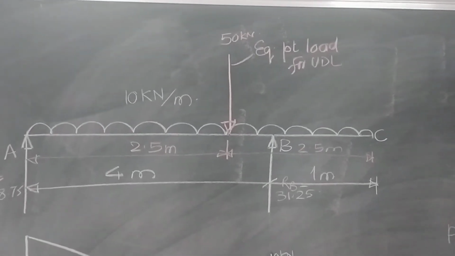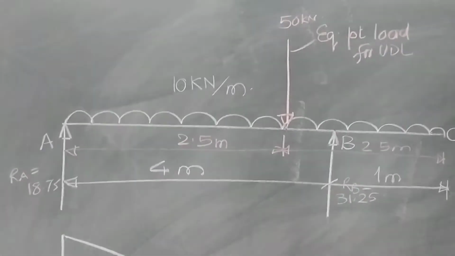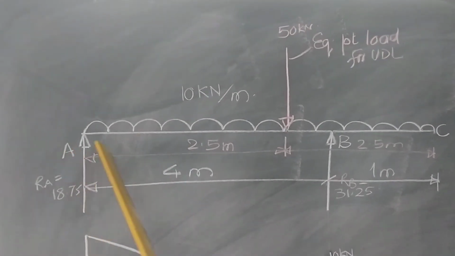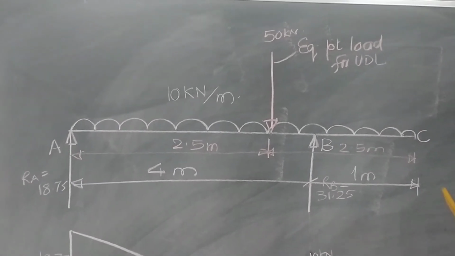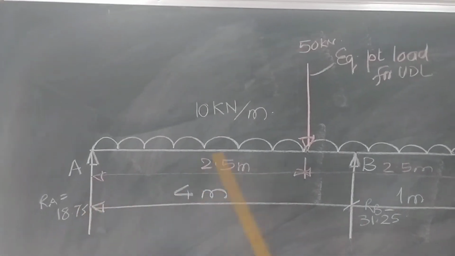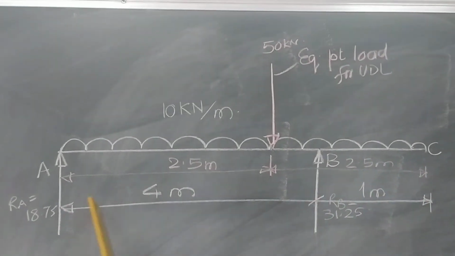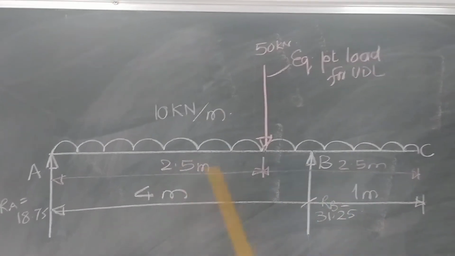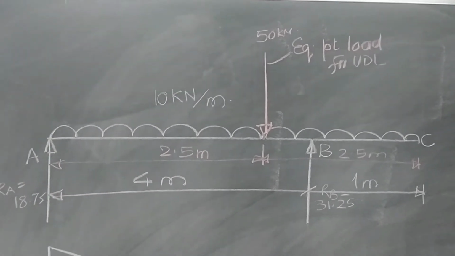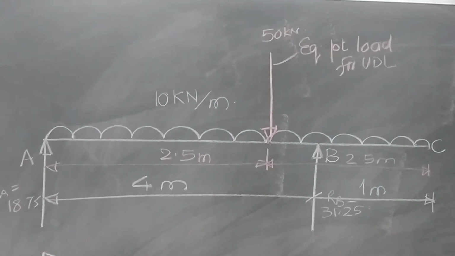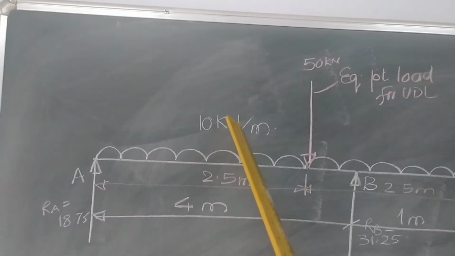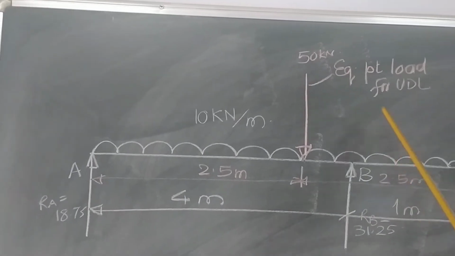Hello friends, let us take up this example. An overhang beam subjected to UDL throughout its span. This is an AB overhang beam with overhang at C, complete length 5 meter, subjected to a UDL of intensity 10 kilonewton per meter. Now I have shown here the equivalent point load for the UDL, which is 10 into 5, which is 50 kilonewton.